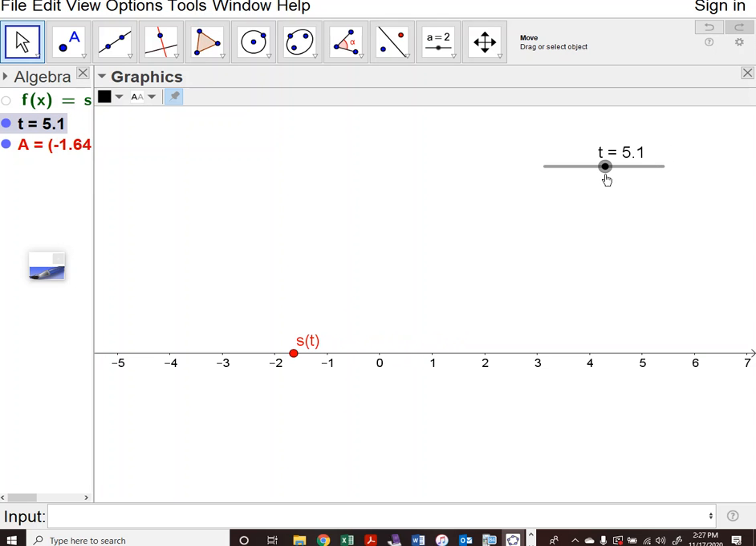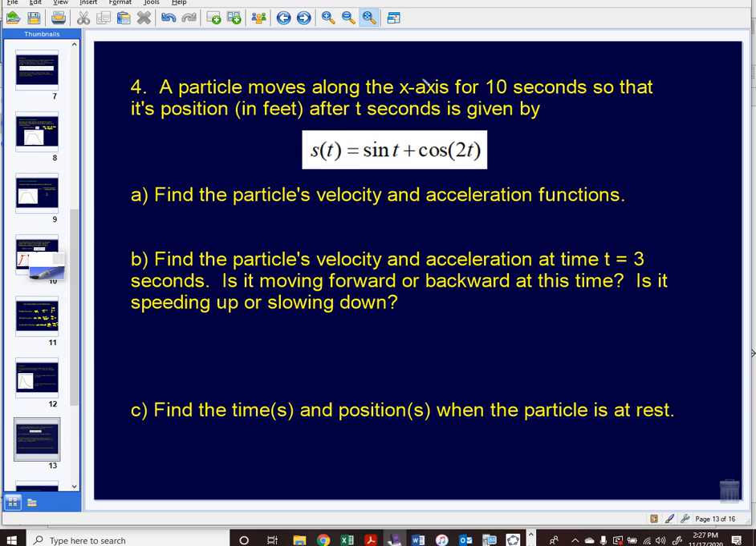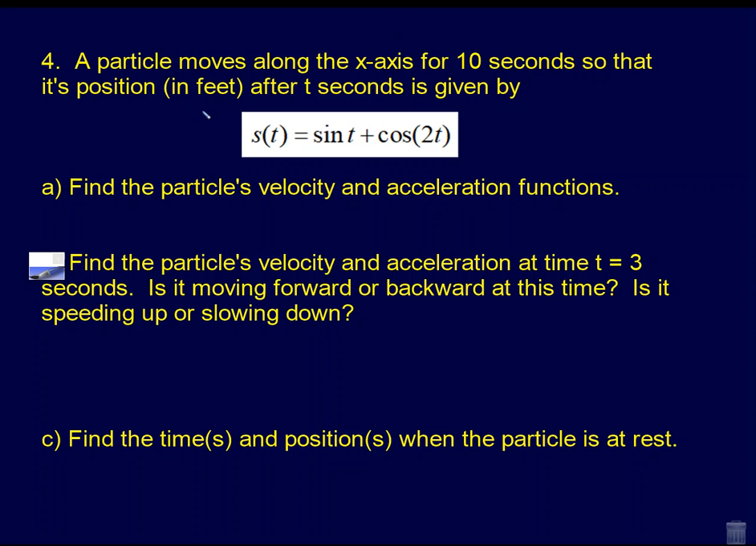So let's start today with a setup where I'm going to give you the description that the particle is moving along the x-axis, just like my model was. We're going to study this particle for 10 seconds. Its position, like maybe its spot on a number line, is measured in feet, and the time is measured in seconds. The position function, s, is going to be the sine of t plus the cosine of 2t, and your time is going to be in seconds.